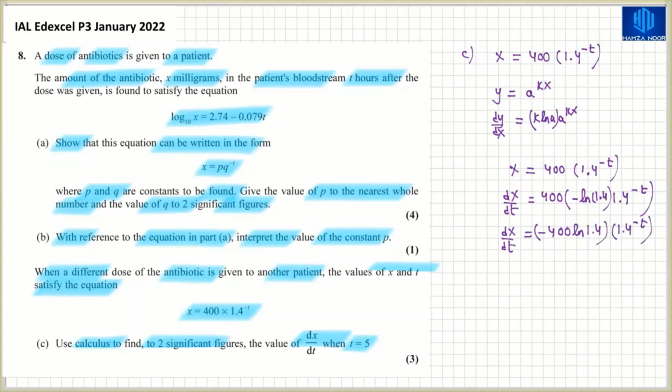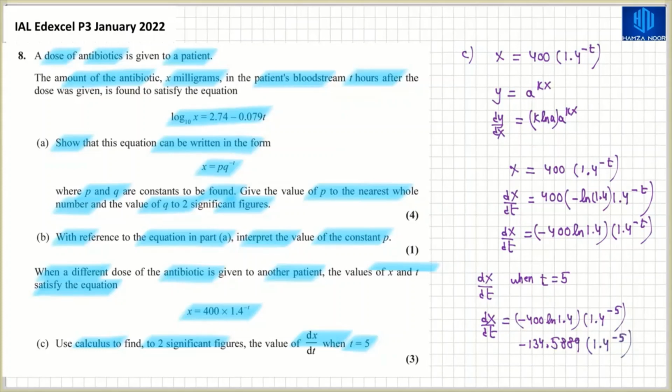So what we need to do is find the value of dx over dt when t is equal to 5. All right, so dx over dt is equal to minus 400 multiplied by ln 1.4 multiplied by 1.4 raised to the power minus 5. And we need to give our answer correct to two significant figures. So minus 400 multiplied by ln 1.4, this is minus 134.5889, and this will be multiplied by 1.4 raised to the power minus 5.